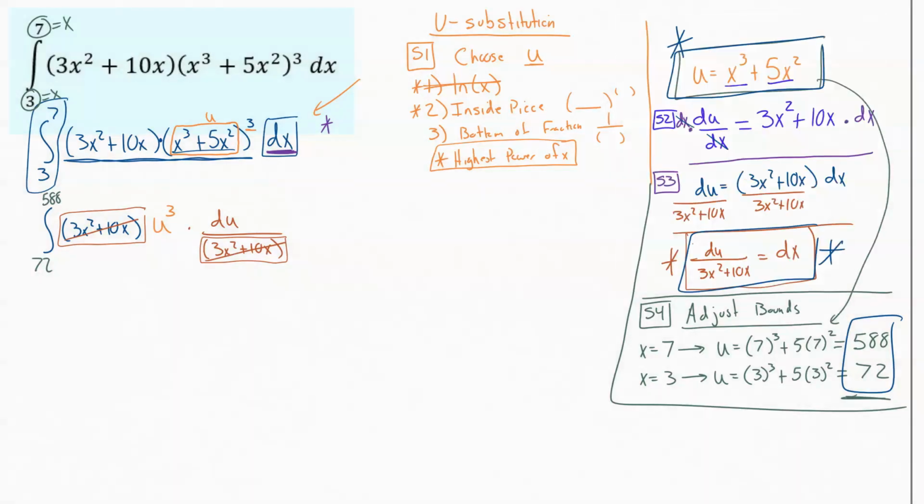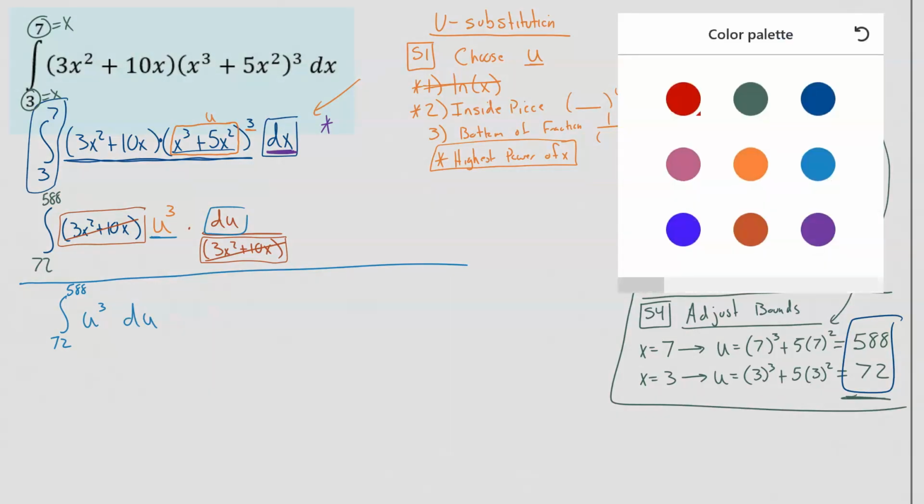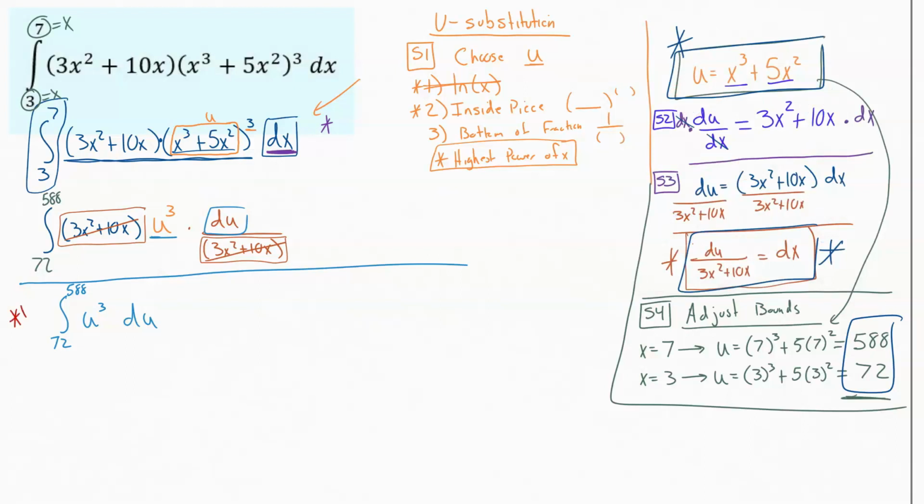Now what you're going to do is rewrite this problem. So we're now looking at the definite integral from 72 to 588 of u to the third du. This right here, this is what I call your reward for all of that hard work. A brand new math problem. So ideally what we've done now is taken something we couldn't do the antiderivative of and turned it into something we can take the antiderivative of.